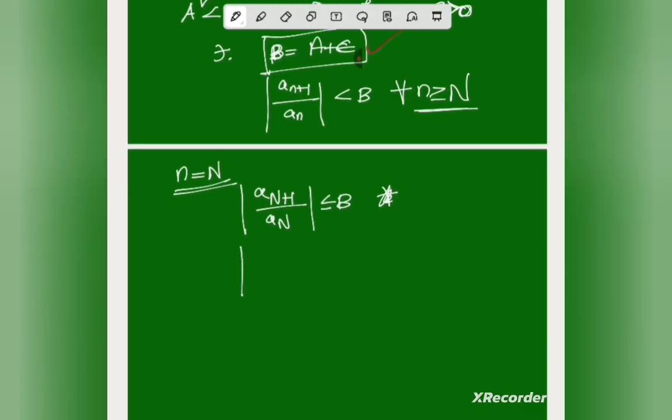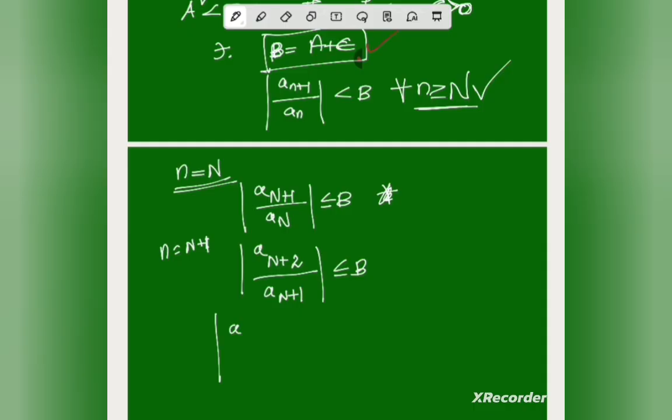Similarly, I am going to consider now n to be N plus 1. Because this is true for every n greater than or equal to capital N, when you choose your n to be N plus 1, you can write a(N+2) divided by a(N+1) is less than or equal to capital B, right?